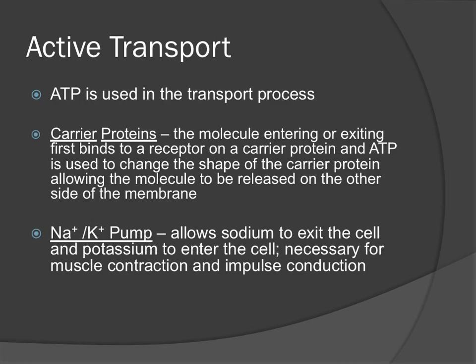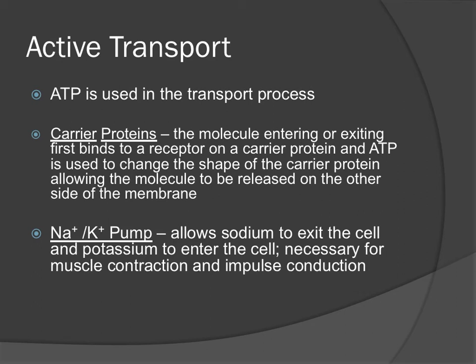Then we switch gears and we get into active transport. Now remember, active transport does require energy. You must have energy. So that's ATP. So ATP is used in this transport process. We have carrier proteins. The molecule entering or exiting first binds to a receptor on a carrier protein, and ATP is used to change the shape of the carrier protein, allowing the molecule to be released on the other side of the membrane.